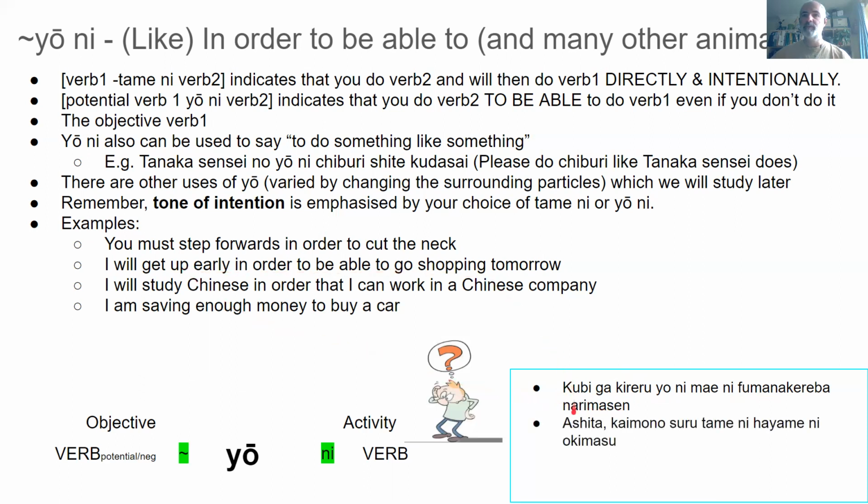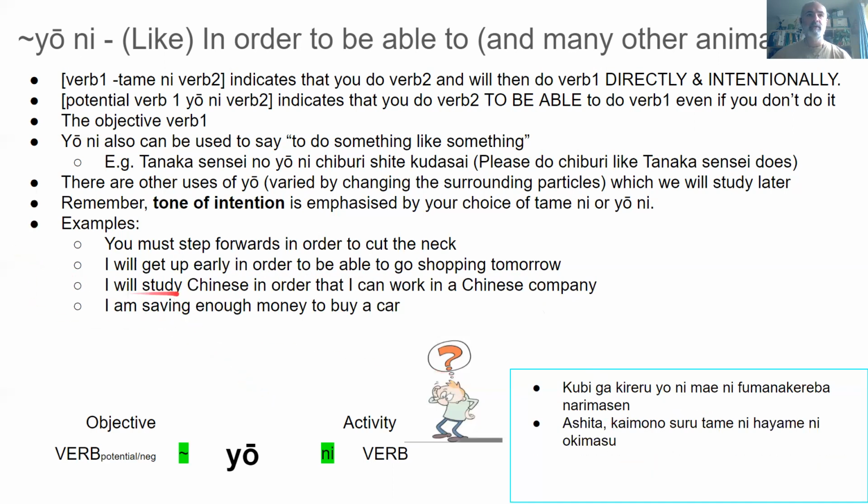Get up early to go shopping tomorrow. Ashita kaimono suru tame ni hayame ni okimasu. Now, the reason why I put this in tameni is that you wouldn't really say this like you are not really going to go shopping, but you just want to be able to go shopping. This infers getting up early to go shopping tomorrow. So I'd probably choose tameni in this particular case.